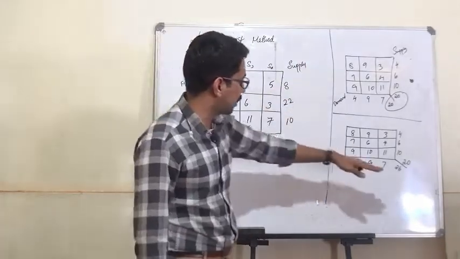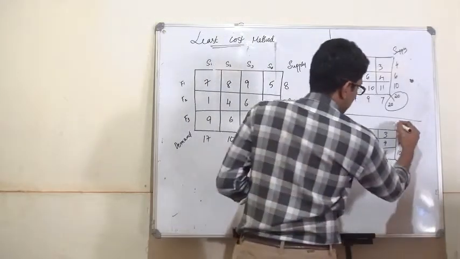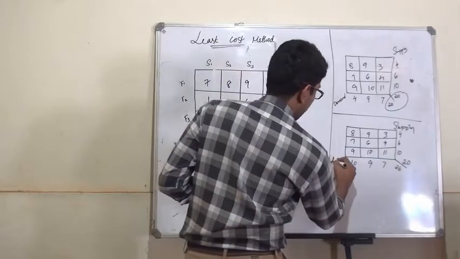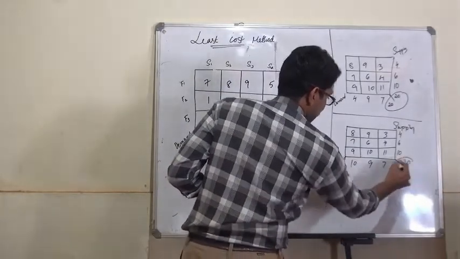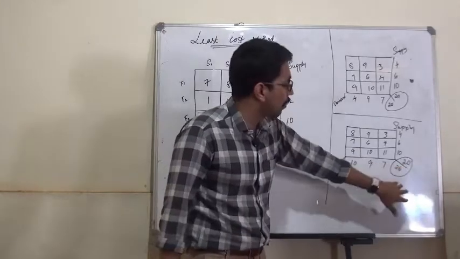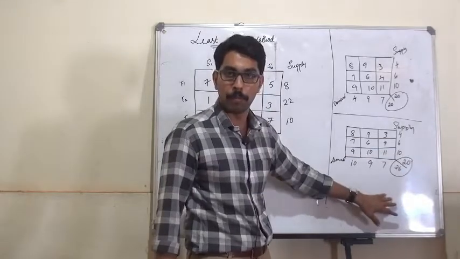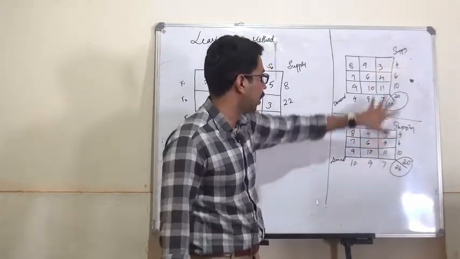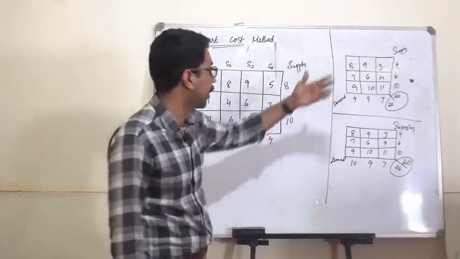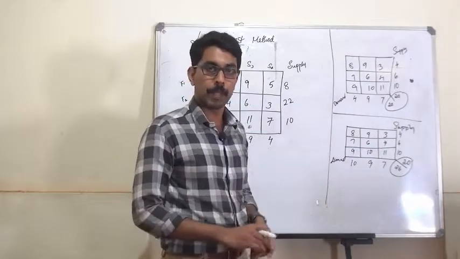Whereas look at the second one. Here you can see that the supply is 20, but the demand total is 26. So we can see that there is a dissimilarity in the supply and demand. That means this is not equal. So this is how we identify balanced and unbalanced problems in a transportation problem.